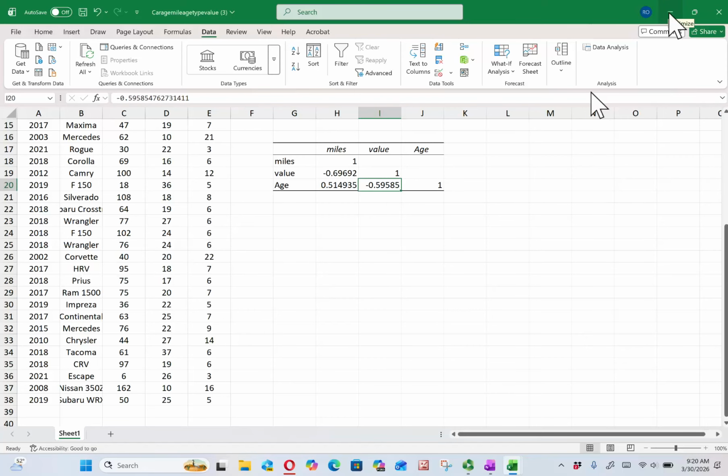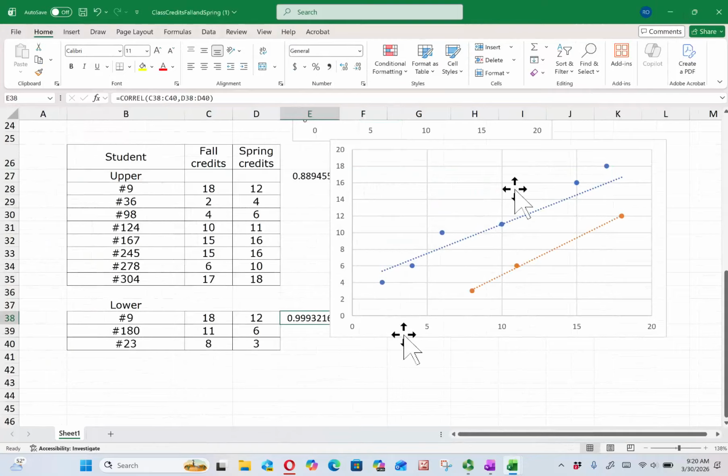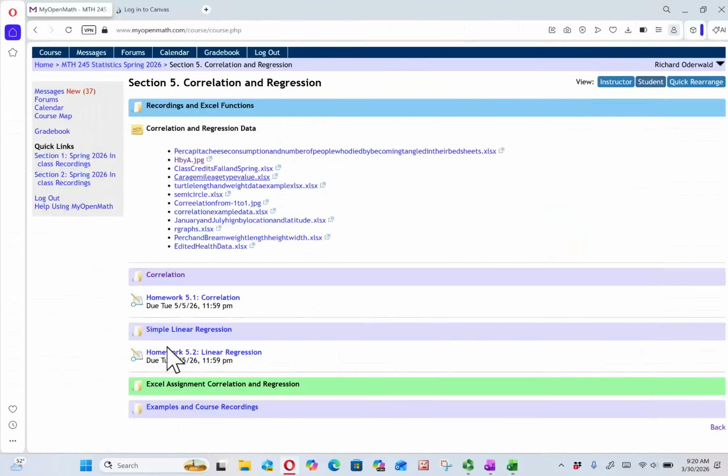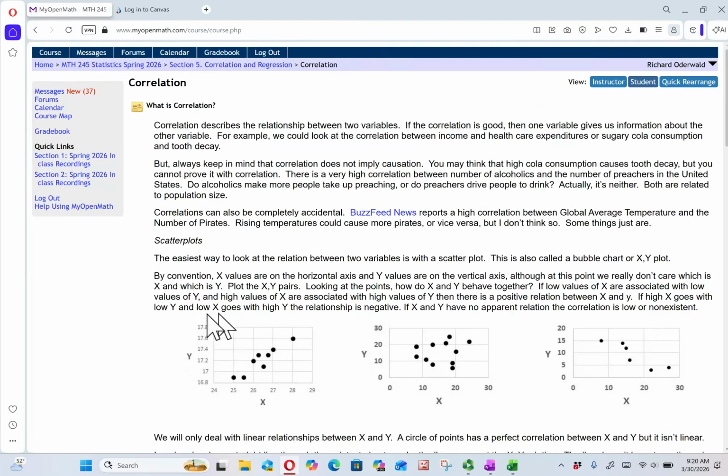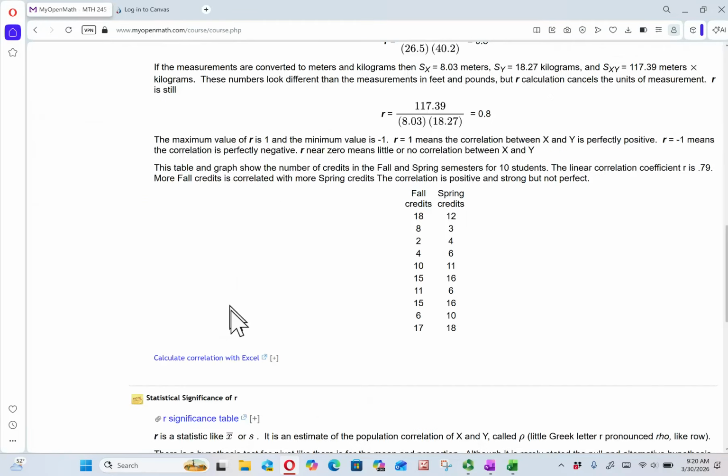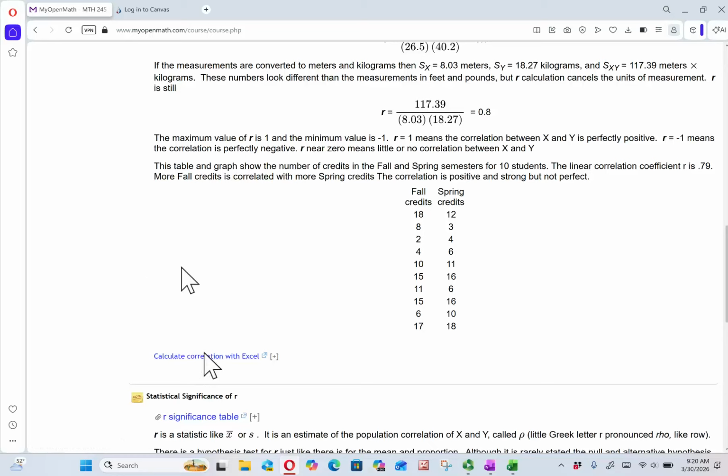Go back to MyOpenMath and into correlation and scroll down. There is a criteria for significance for R. R is a mean, just like any other average that you calculate. It represents a population parameter called rho, a Greek letter that looks like a P.